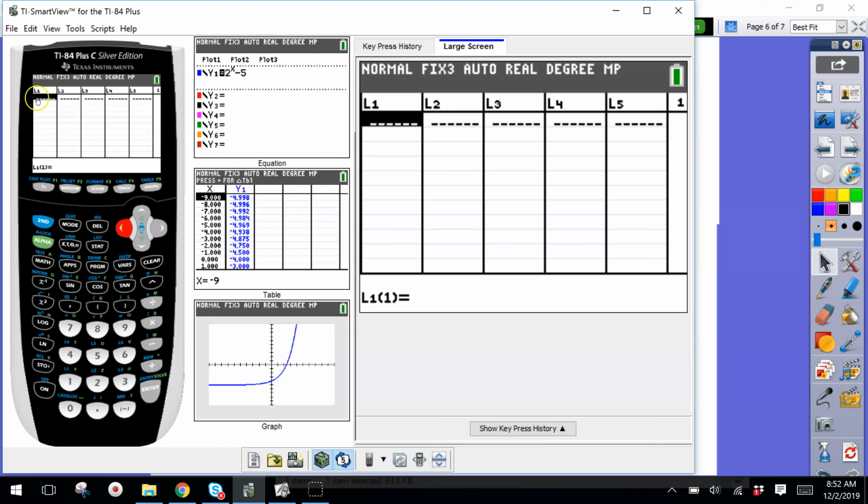So on this column right here, I'm going to input my x's, and then on here I'm going to input my corresponding y's. So my x's that I had here were 30, and then I'm going to press enter. Then I have 45. I'm going to press enter again. I have 90, press enter again. 120, enter. 150, enter. 180, enter. 210, enter, and 240, enter.